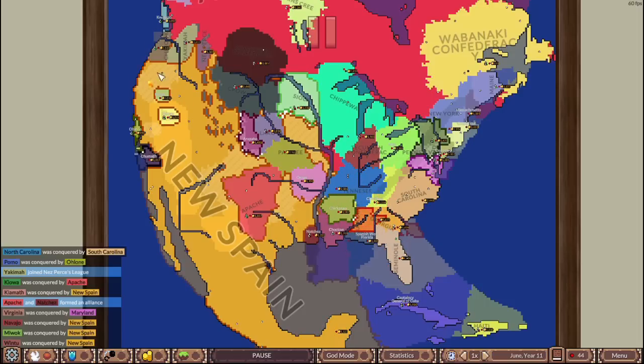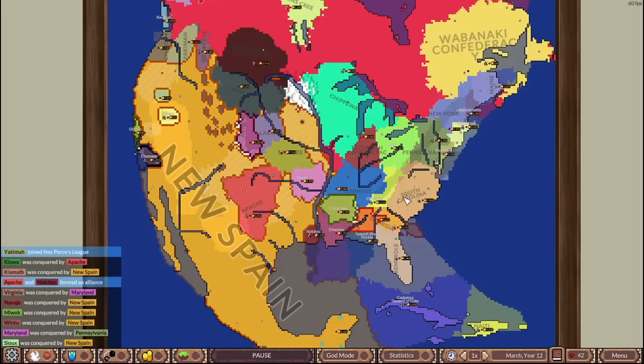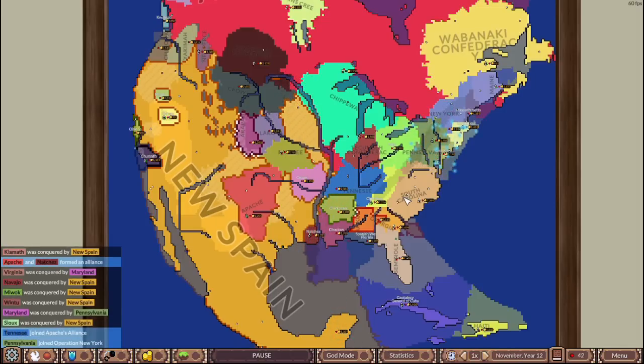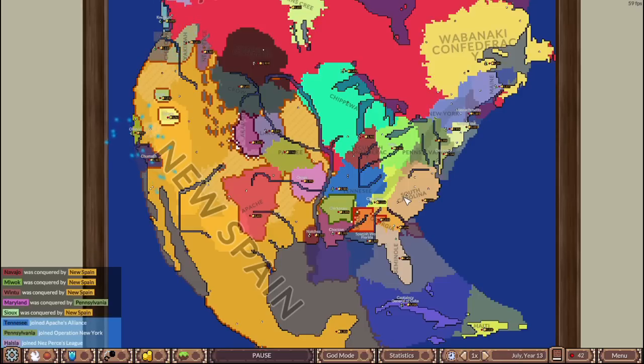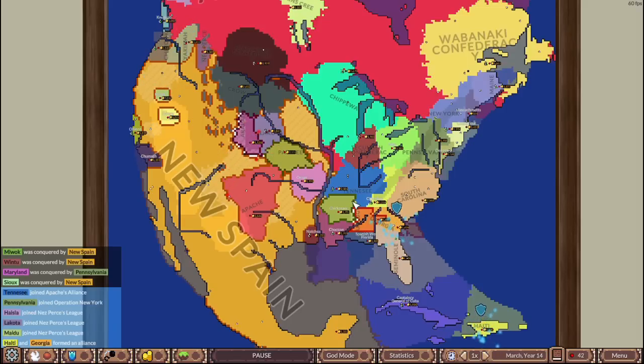Virginia, conquered by Maryland. And then New Spain, going to town on all these western tribes. And then we also had Maryland fall to Pennsylvania. The Sioux just fell to New Spain. So New Spain, starting off strong here. Indeed. We have a couple tribes battling in the south. Not much going on there, though. Not much headway.